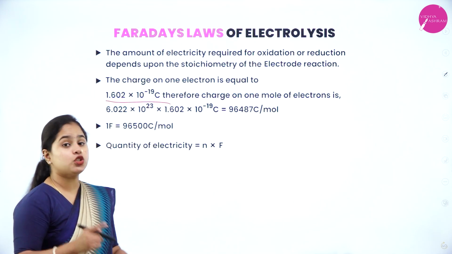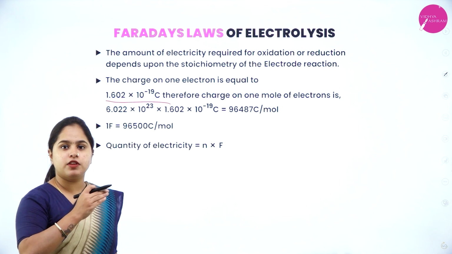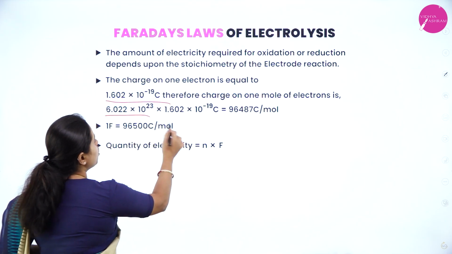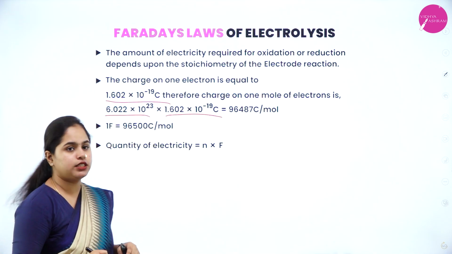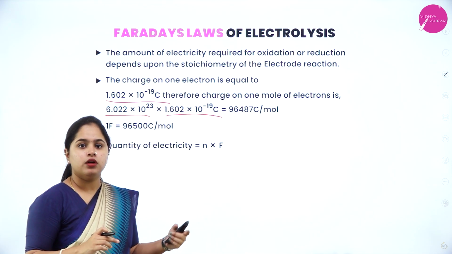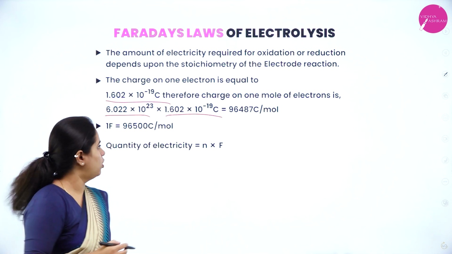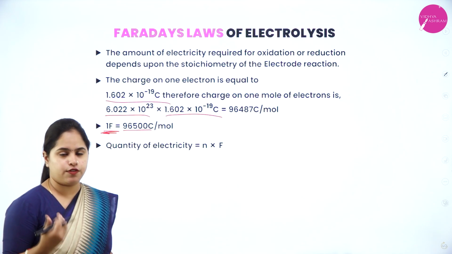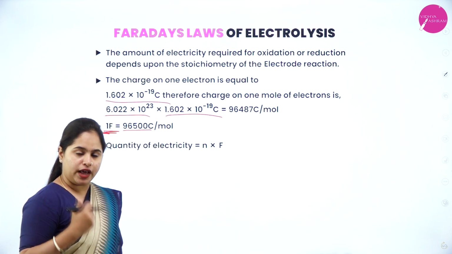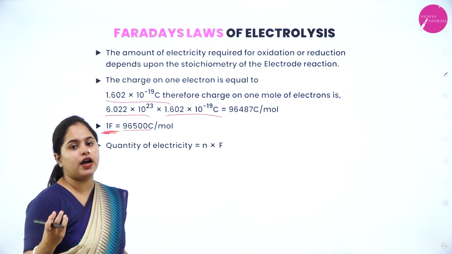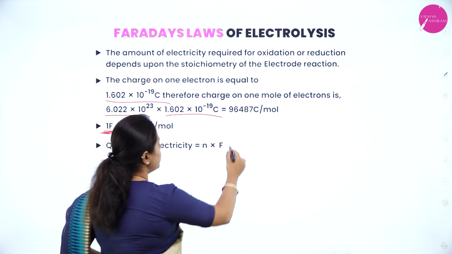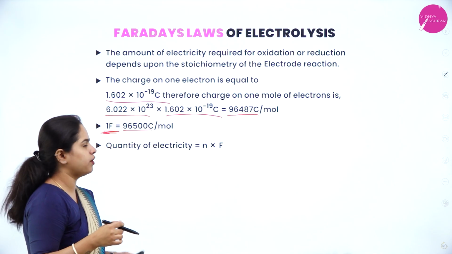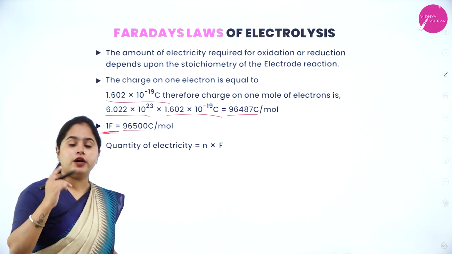Therefore, the charge on 1 mole of electrons is obtained by multiplying with the Avogadro number, 6.022 × 10^23, into 1.602 × 10^-19 coulomb. So we get the charge for 1 mole of electrons: 96,500 coulomb, which is equal to 1 F. This F is called the Faraday. The value of Faraday's constant is actually 96,487 coulomb, but you can round it off and use 96,500 coulomb in the equations. This is the charge of 1 mole of electrons.